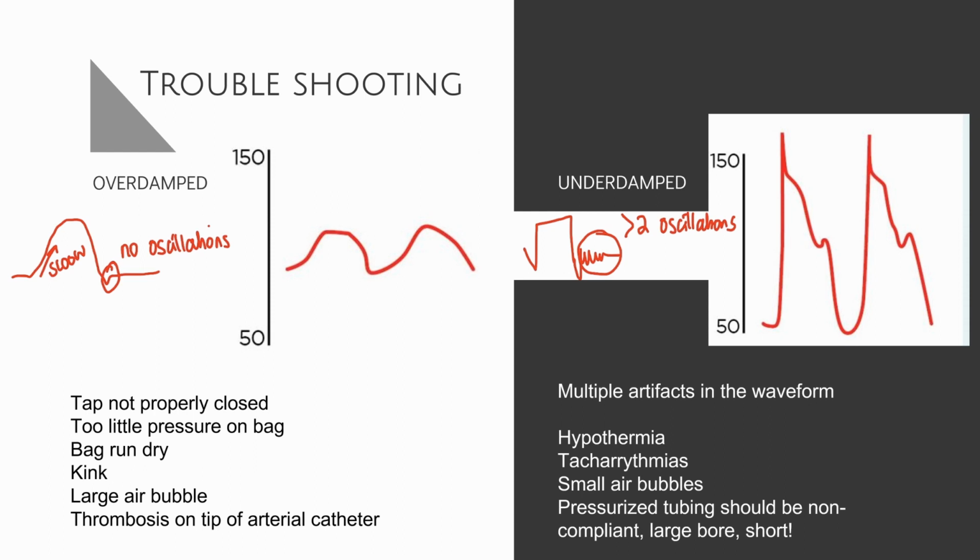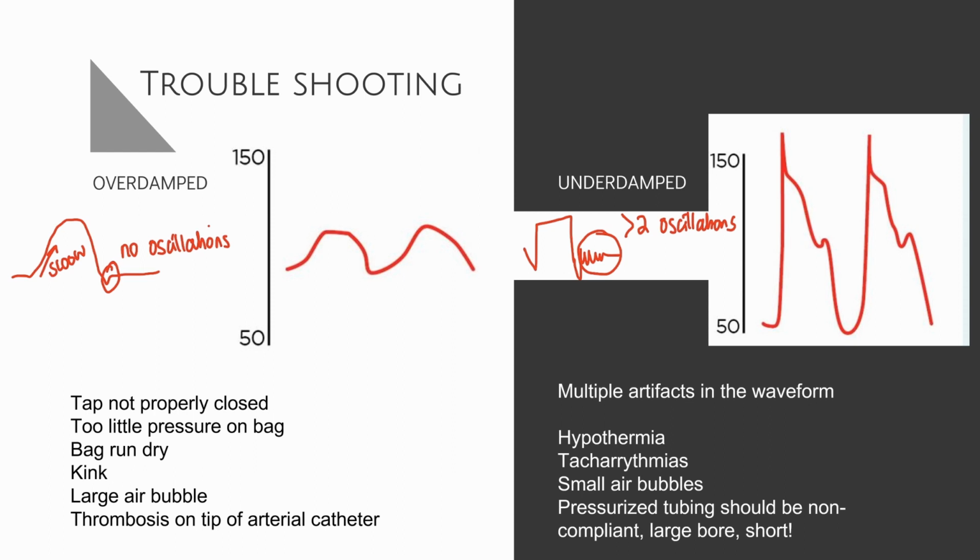Like I said, it's got the slow square wave and no oscillations coming back to baseline. We're going to have a smaller systolic and a higher diastolic blood pressure. Once you've seen that, try to check that all the taps are closed properly. Check your pressure bag. If it's too little pressure or if the bag runs dry, it can also be a cause. And I think that's probably the most common that I've seen in my experience in ICU.